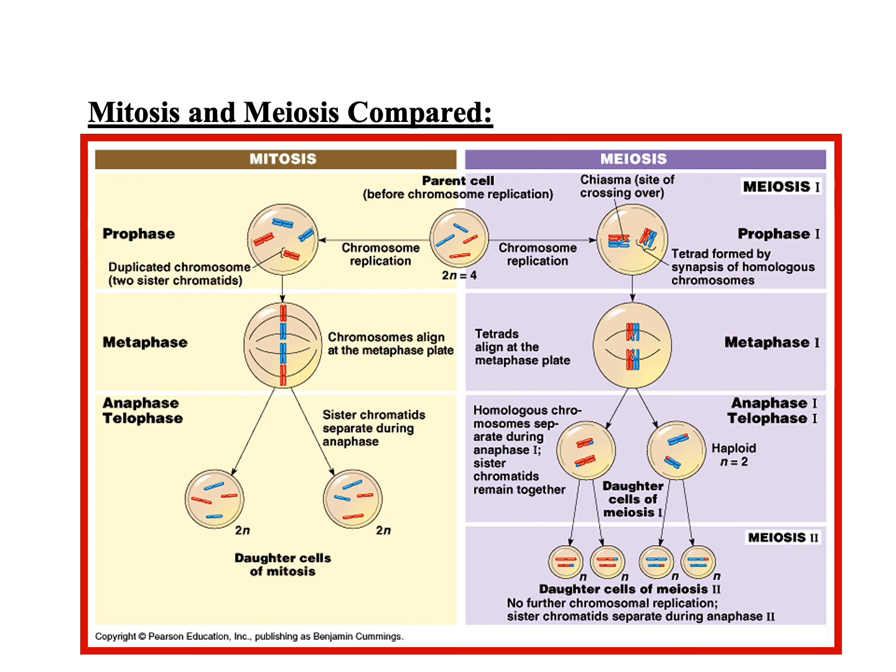So it's really important for you to know the stages of mitosis and the stages of meiosis, how they differ from one another, and why one is so important for genetic mechanisms, namely meiosis, because this is how gametes are formed, and this is where we get genetic variation from.